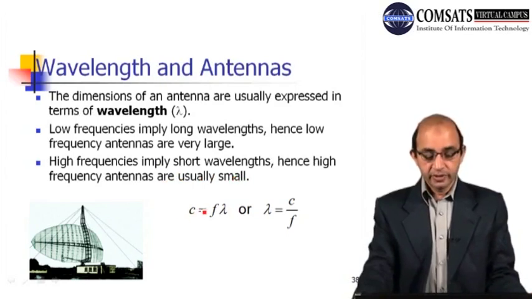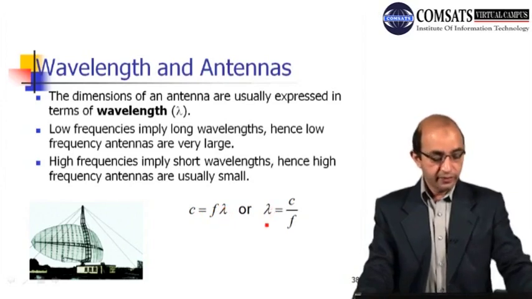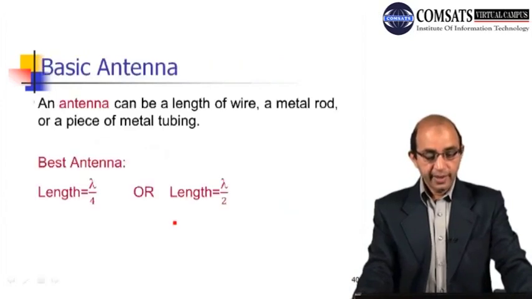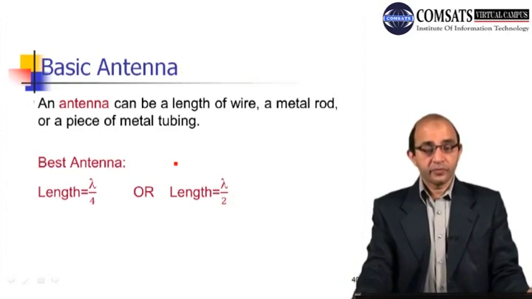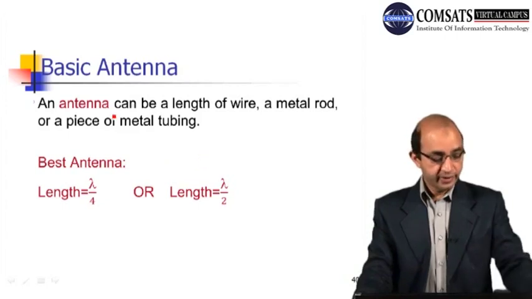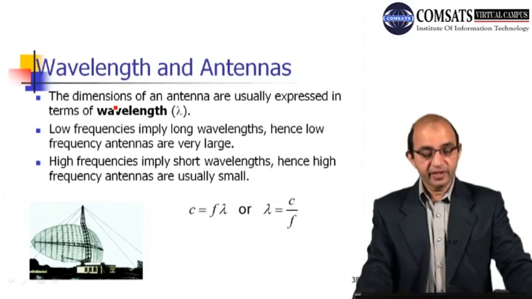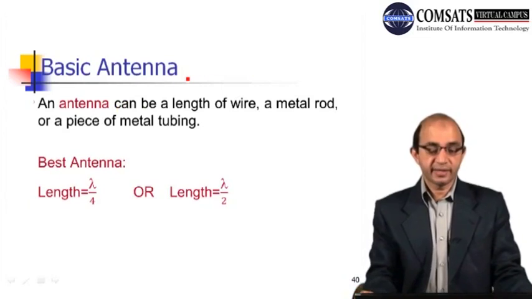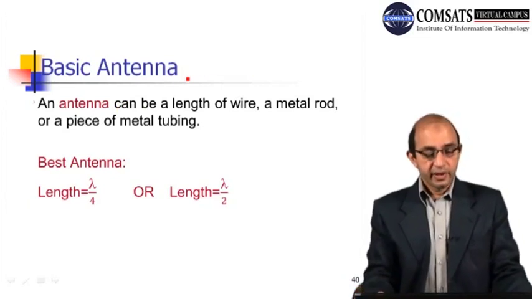So we have the relationship, where c is the velocity of light, f is the frequency of the communication, and this is the wavelength. So we can calculate the wavelength, and as a result we can calculate the size of the antenna. Here we have mentioned a very basic type of antenna, as we have talked about the wavelength and the antenna, because the dimension of the antenna is dependent upon the wavelength.